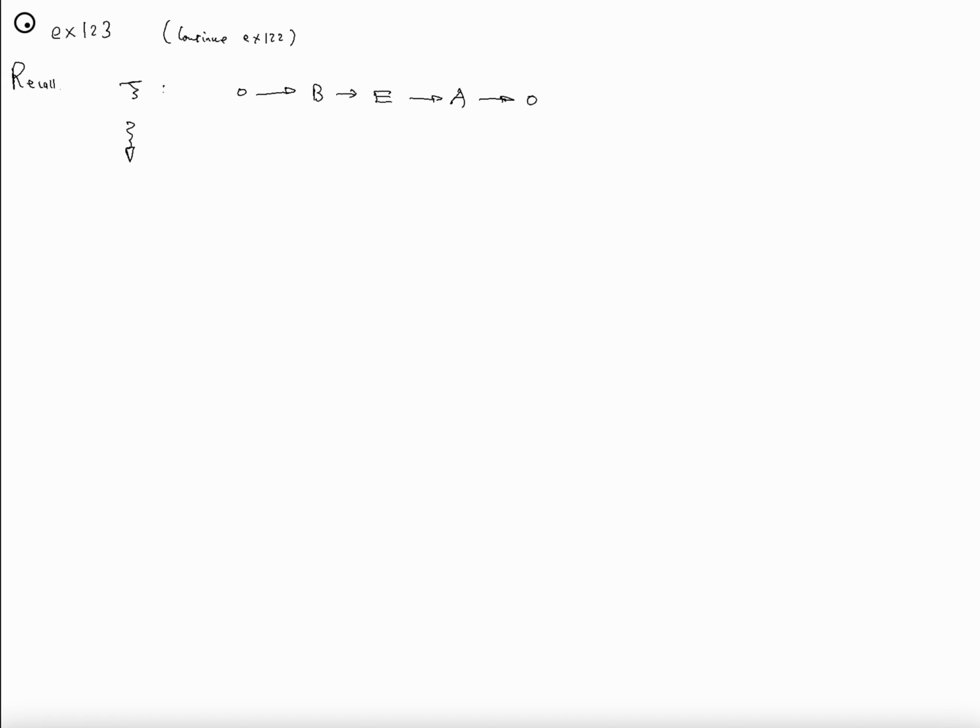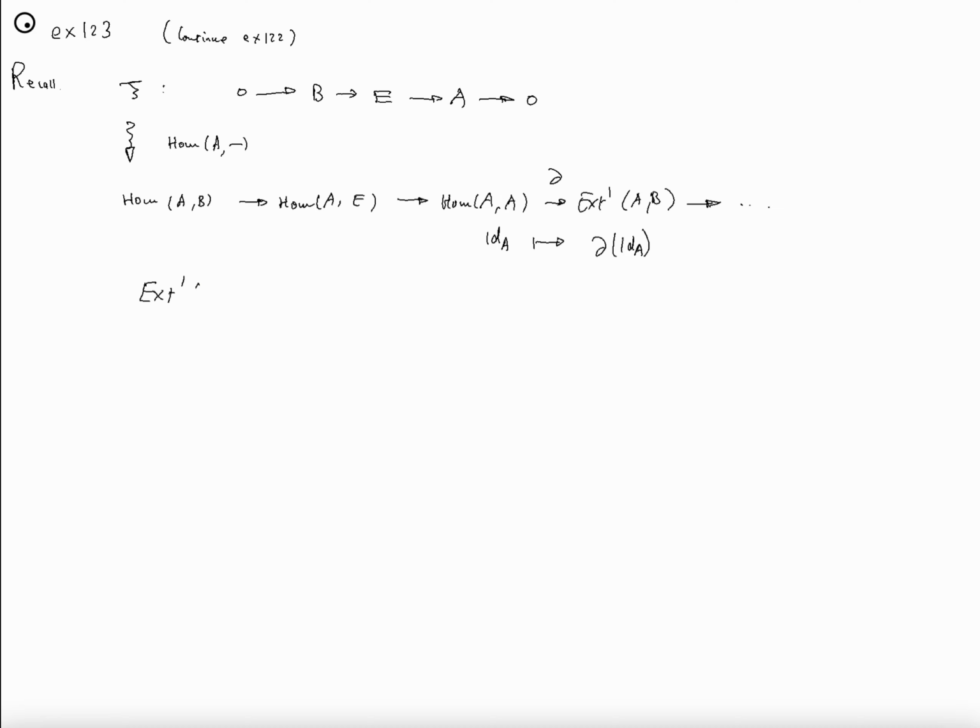We got Hom(B, E), Hom(A, E), Ext^1(A, B), and then we define this partial identity of A to be called the obstruction of this C being split, because as we proved, it is equal to 0 implies that C splits. This is what we have done in Exercise 122.